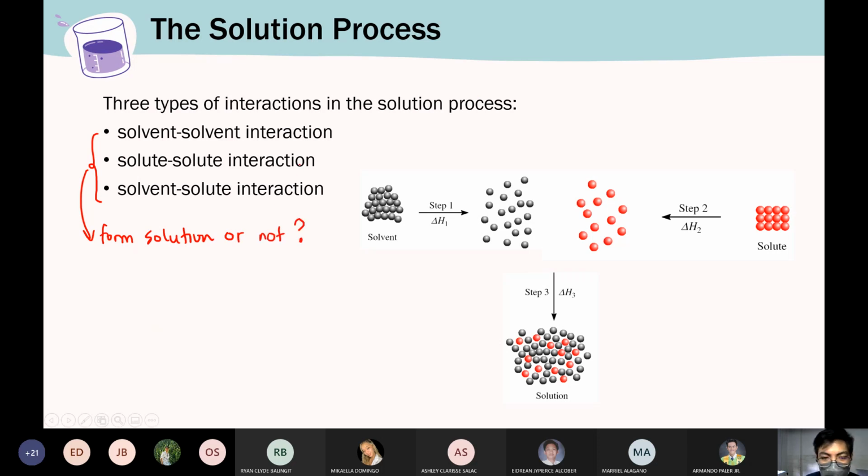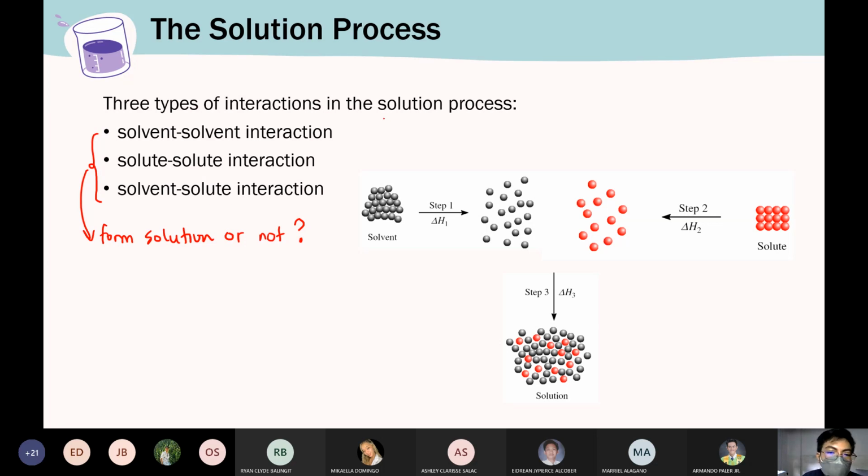Okay? For example, mantika and water. Do you think you will be able to form a solution from oil and water? Of course not, no? Because oil and water don't mix, di ba? Gasoline and water. Do you think you will be able to form a solution out of that? Hindi rin, no? Why? Because they don't have favorable interaction. Okay? So basically, itong slide na to, this is just about you keeping in mind the intermolecular forces of attraction.